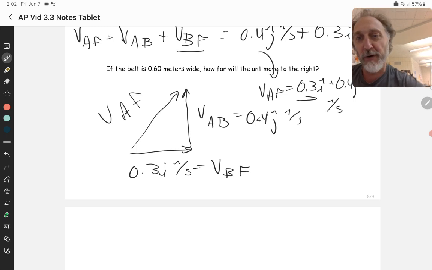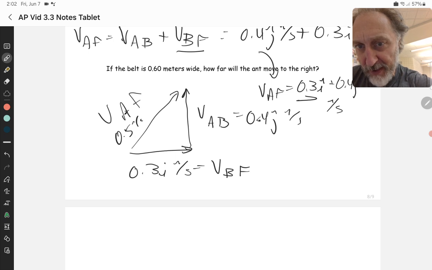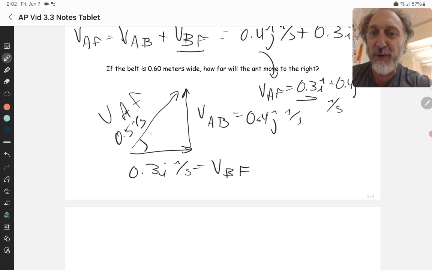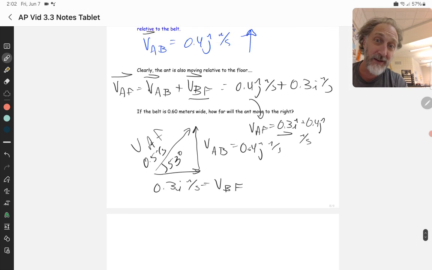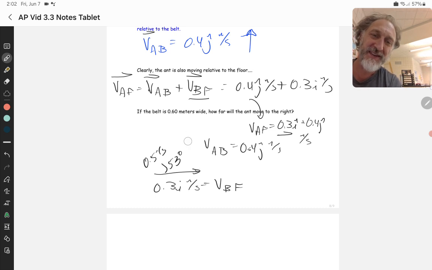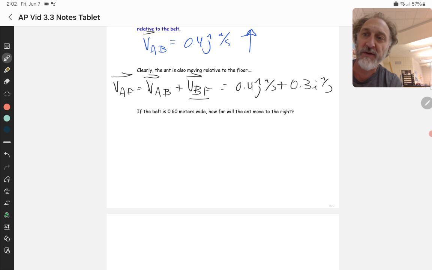So do some Pythagorean theorem, and we'll figure out that this is 0.5 meters a second at, if you do the trig, 53 degrees above the positive x-axis. So technically, I sort of made this triangle upside down. What I probably should have done, if I'd wanted to make a recipe-following drawing of it, is this.